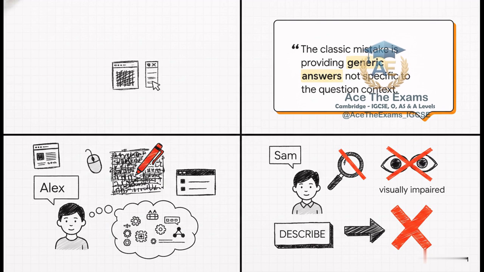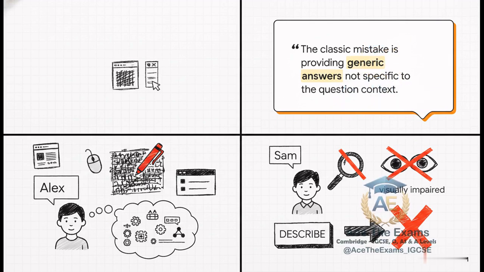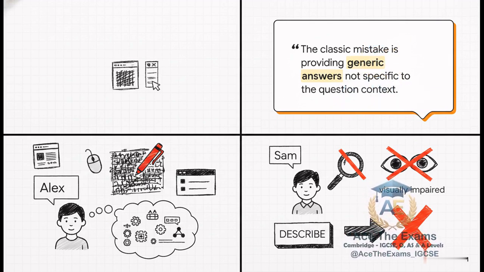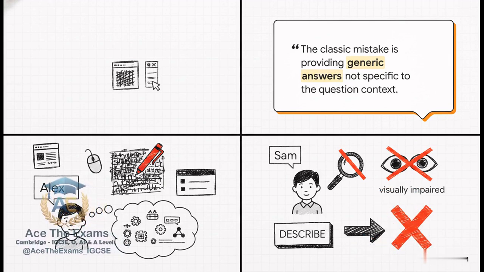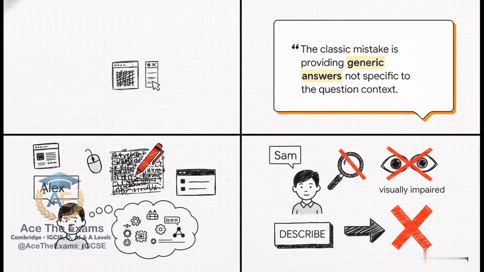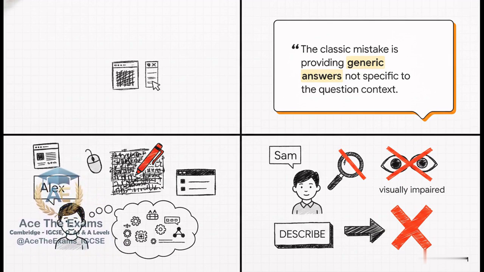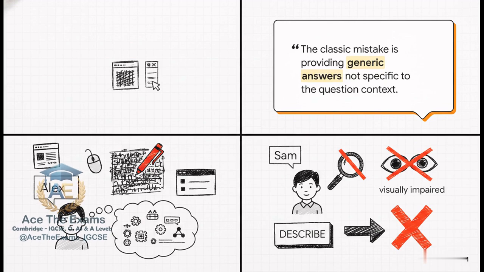Now, on the right side, we have Sam. Sam knows the material just as well, but Sam is rushing against the clock. Sam completely misses the command word requirements. The question explicitly says, evaluate the interface for a visually impaired user, and Sam just describes the interface. Boom, massive marks lost. Alex gives a data dump of raw facts. Sam completely ignores the command word. We are going to make sure you do not fall into either of these traps.